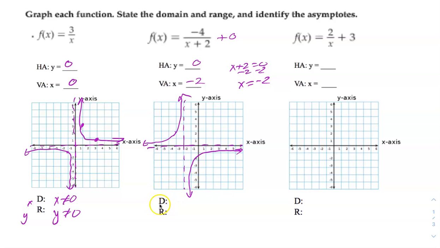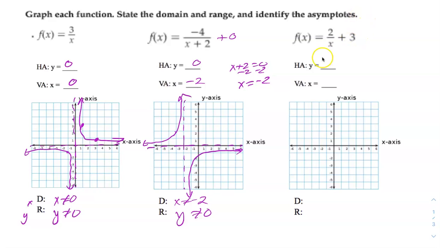Anyway, my domain. Remember, domain is the x value, so it has to do with the vertical asymptote. So you just say it can't be -2, which makes sense, right? Because that -2 is a vertical asymptote. The range has to do with the y values, so it has to do with the horizontal asymptote. So you just say y cannot equal 0.